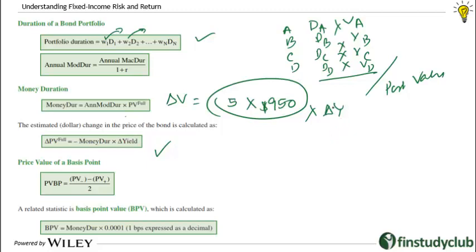If the change in yield is exactly 1 basis point, which is essentially 0.0001, then it becomes the price value of a basis point.